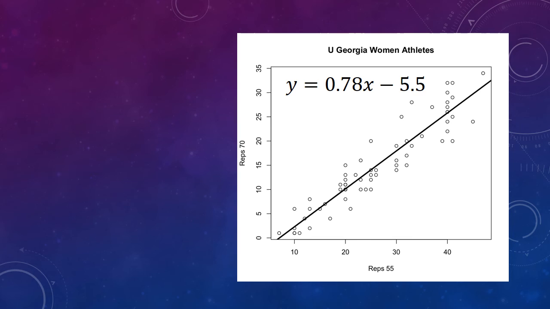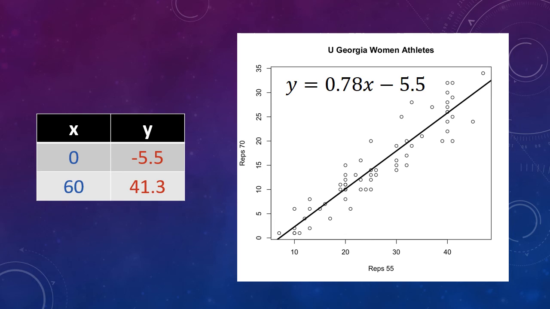For an athlete who can't do any repetitions at 55 pounds, that is to say when x is 0, what does the equation predict is the number of repetitions she can do at 70 pounds? Well, if we plug in 0 for x, we get negative 5.5. But it doesn't really make any sense to be able to do negative 5 repetitions. That's just not possible. The data we have only go from a little less than 10 to about 50. So this equation isn't valid for predicting repetitions at 70 pounds when an athlete can't do any repetitions at 55 pounds.